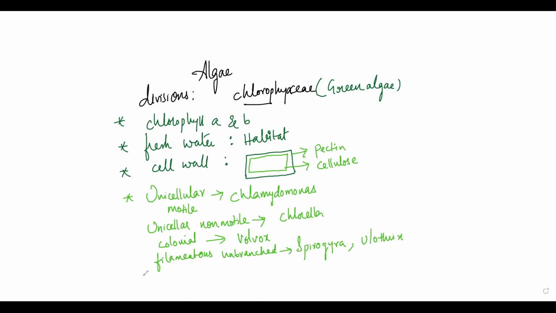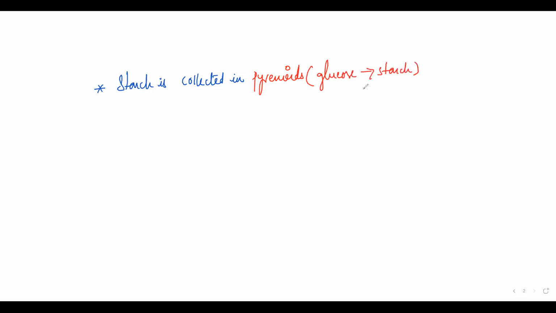And the next important thing here is about the reserve food. What is the form of reserve food in these green algae? The reserve food is usually in the form of starch. And children, in this green algae, we can see that usually starch is collected in pyrenoids. This is another important point. Pyrenoids convert the glucose into the form of starch and store it.